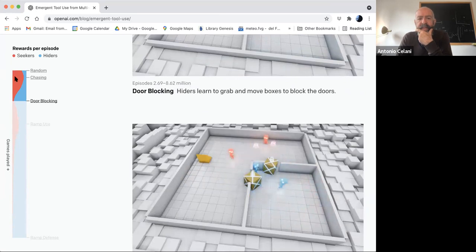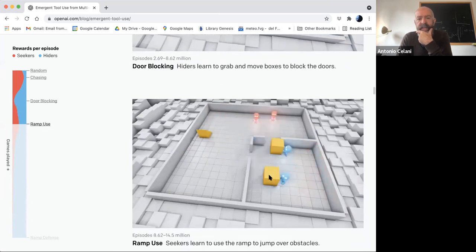Then the seekers learn that if they grab a ramp, they can climb over the ramp and overcome the wall. In this case, everything goes back again. The balance is shifted again in favor of the seekers. All of this is pure reinforcement learning, model-free, unsupervised.